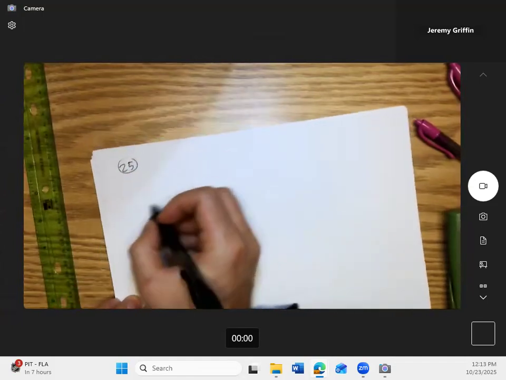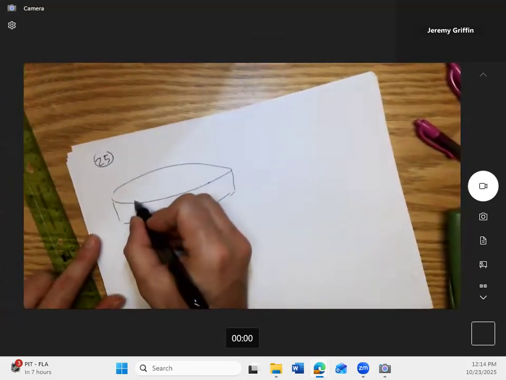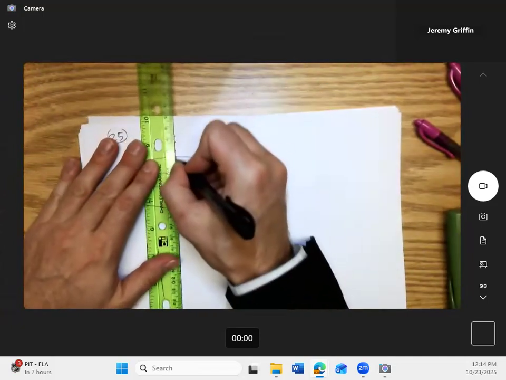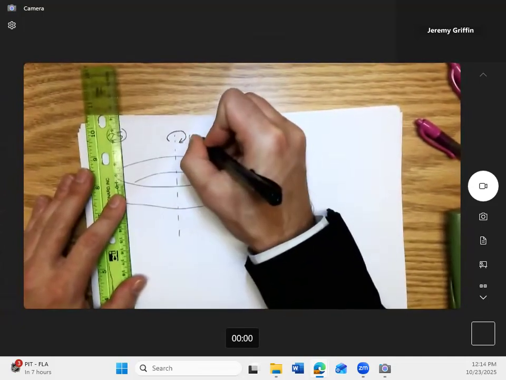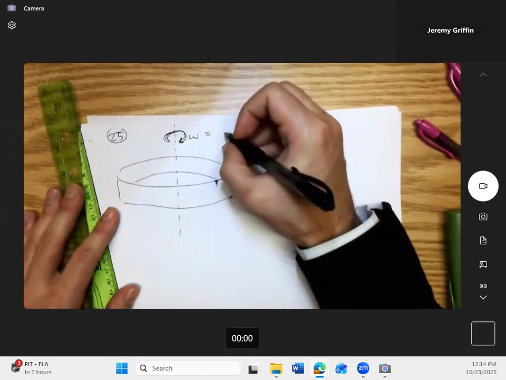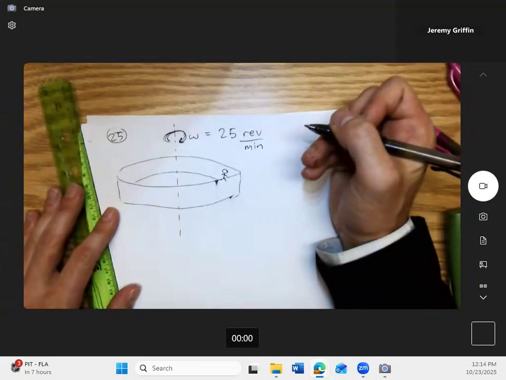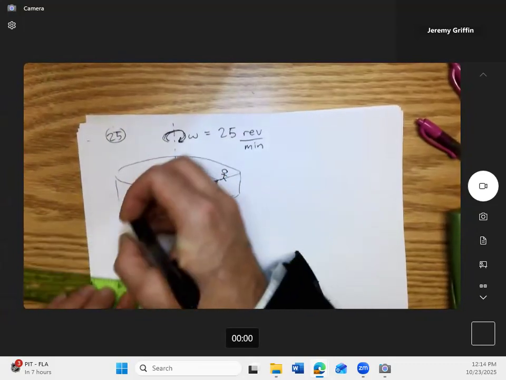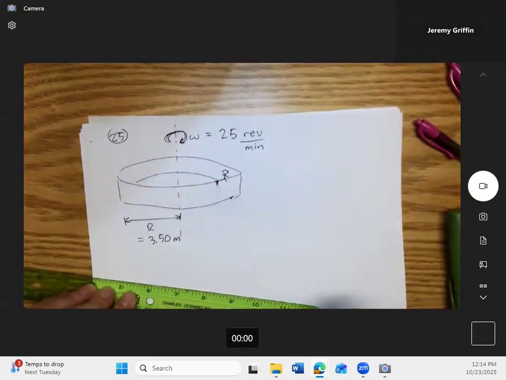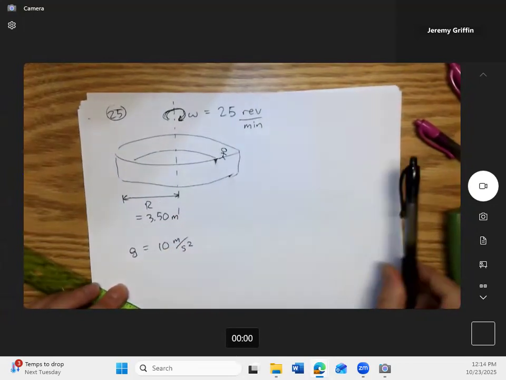So let's get this going. Here's the rotor, like this, with this guy right here going around. It's rotating around like that. They said this is 25 revolutions per minute, and this radius right here is 3.5 meters. I'll give you guys the gravity field. We've been using 10 meters per second squared, so stick to that.